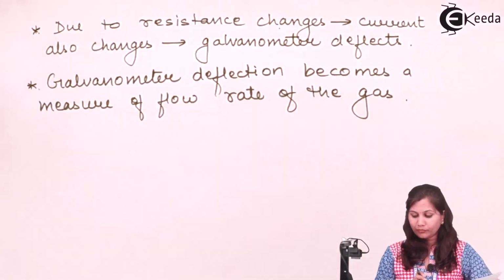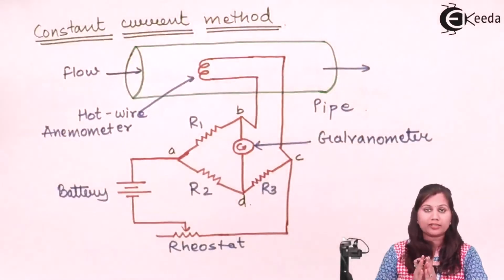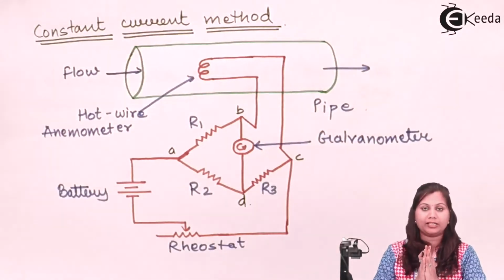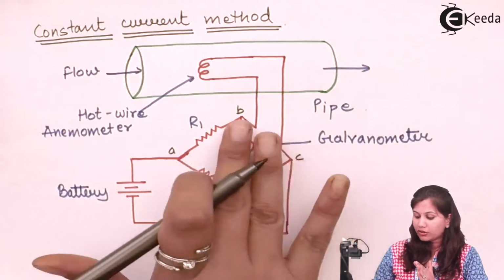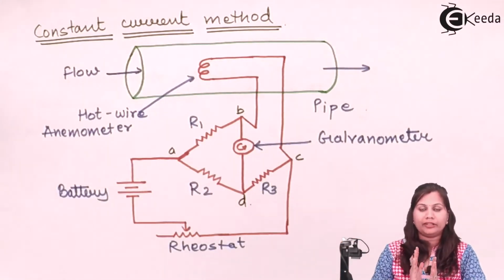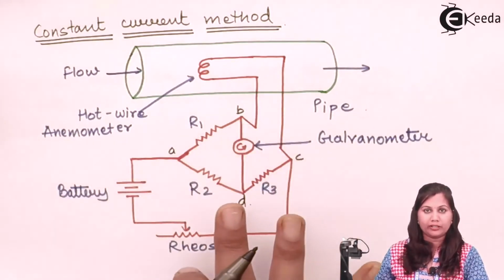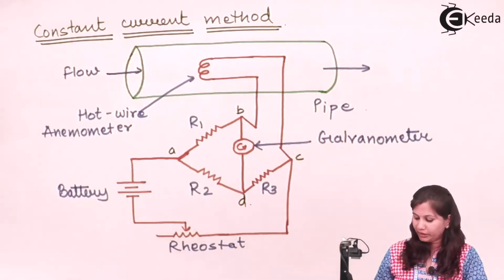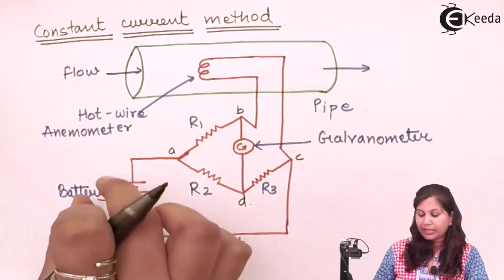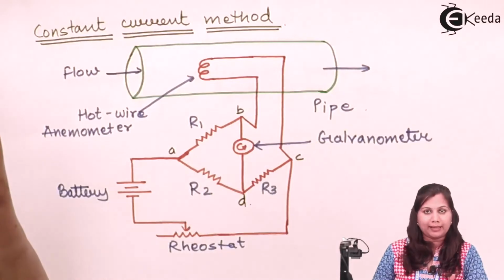Okay. So this method is called the constant current method, because the first thing we have done is to maintain a constant current through this bridge network, and we are maintaining that by providing a constant voltage. Voltage is not varied here, and the rheostat and battery conditions are maintained, so the bridge is under balance conditions.